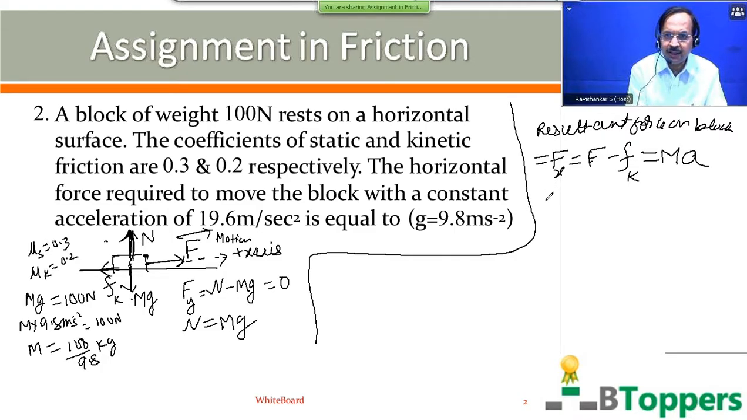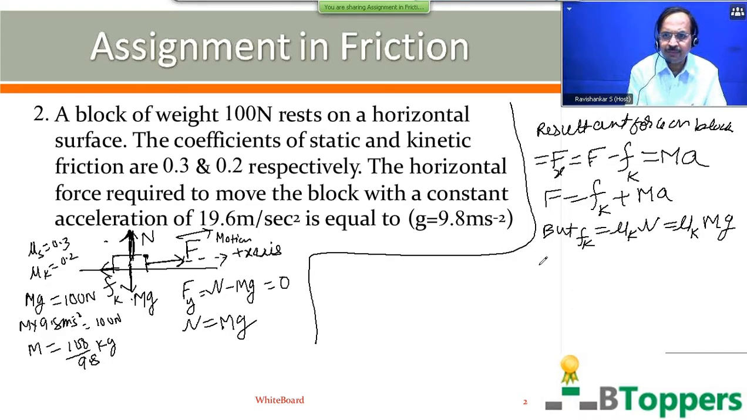So the magnitude of the horizontal force applied on the block to move it with an acceleration of a is given by F equal to Fk plus ma. But the magnitude of kinetic friction on the block during the motion is equal to mu k into N, where N is the magnitude of the normal reaction of the block, which is equal to the magnitude of its weight mg. Therefore, the magnitude of the horizontal force required to move the block along the rough horizontal floor with constant acceleration of magnitude a is given by F equal to mu k into mg plus ma.